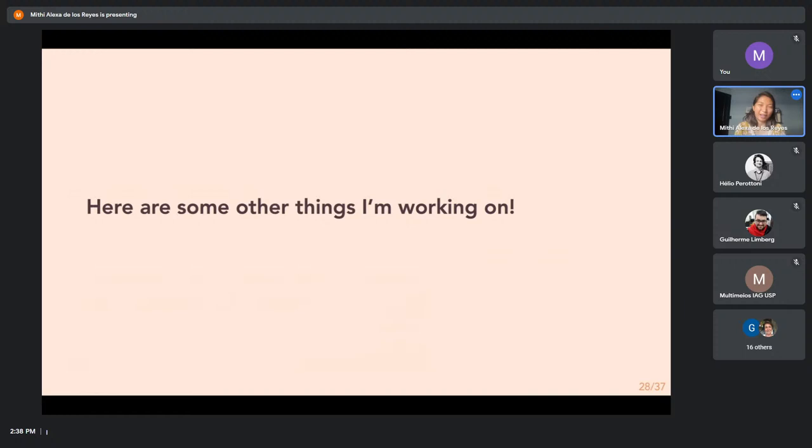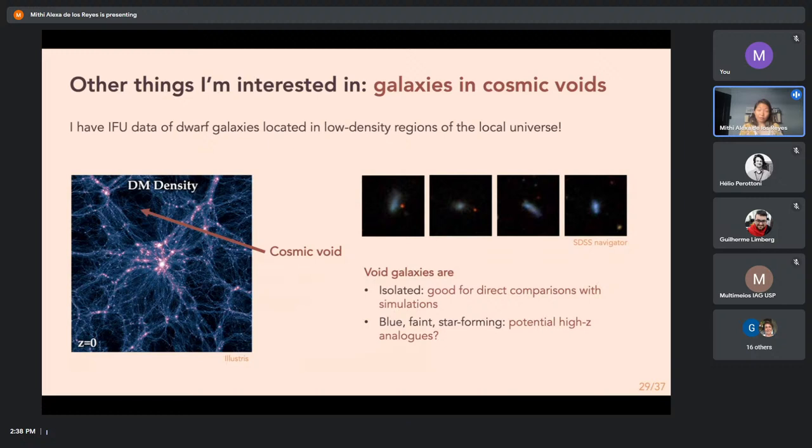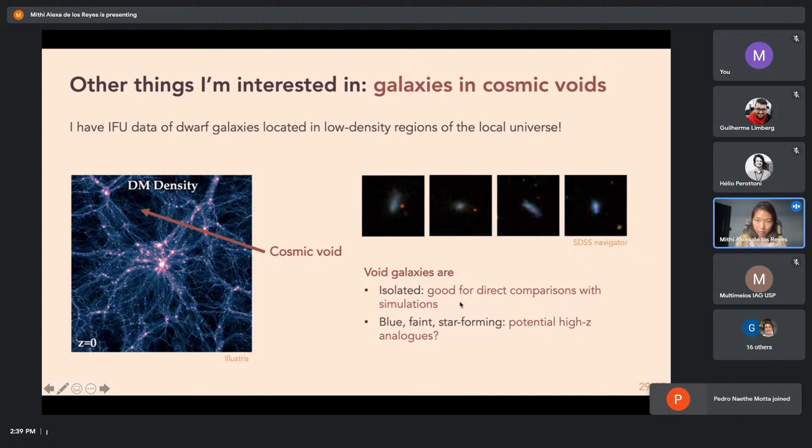So first of all, the other half of my thesis was studying galaxies in cosmic voids, so extreme low density regions in the local universe, as shown here. Here's a dark matter density plot from Illustris, and we can see that between the cosmic filaments are these very empty looking cosmic voids. But the voids aren't totally empty, and there are galaxies, including dwarf galaxies, in these voids. So these are super useful, partially because they're so isolated. They're very good for directly comparing with simulations of isolated galaxies.